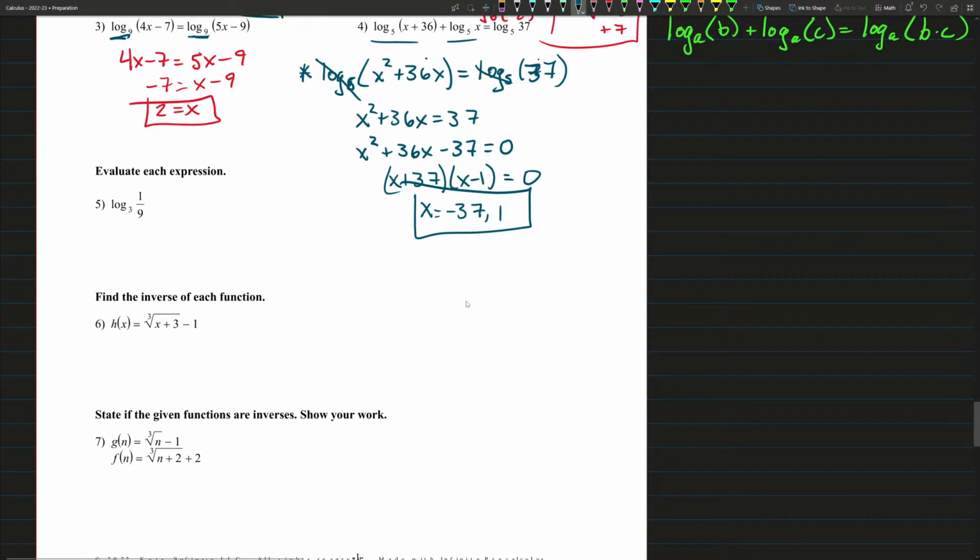Okay, number 5 is just asking you to evaluate. So what this is saying is, 3 to what power is 1/9? Okay, and if you know your exponential rules, you know that 3 to the power of negative 2 is 1/9. So this whole thing is just equal to negative 2.